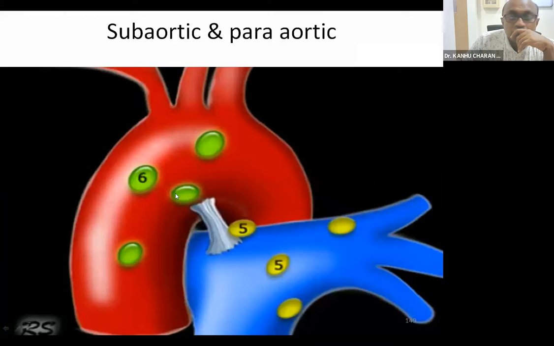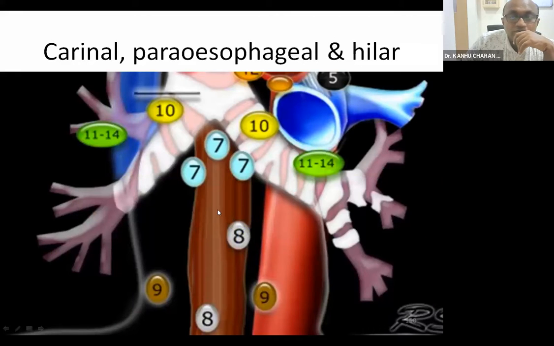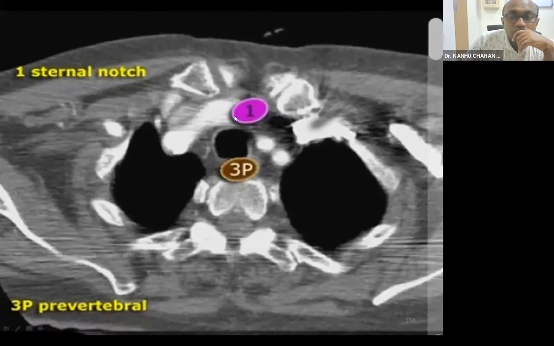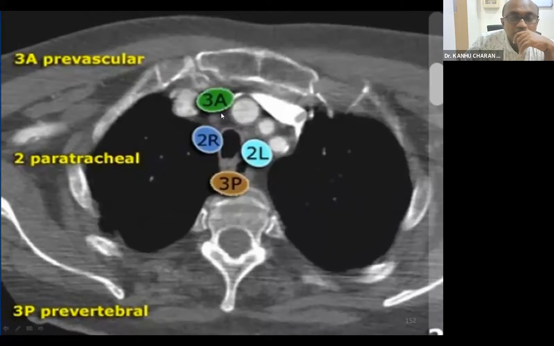This is the subaortic and para-aortic group, station 6. Paraesophageal is the 8th. 7th is the subcarinal group of lymph nodes. So this is the 3P, the prevertebral. 1 is the sternal nodes. This is the 3A prevascular. 3P is the prevertebral.